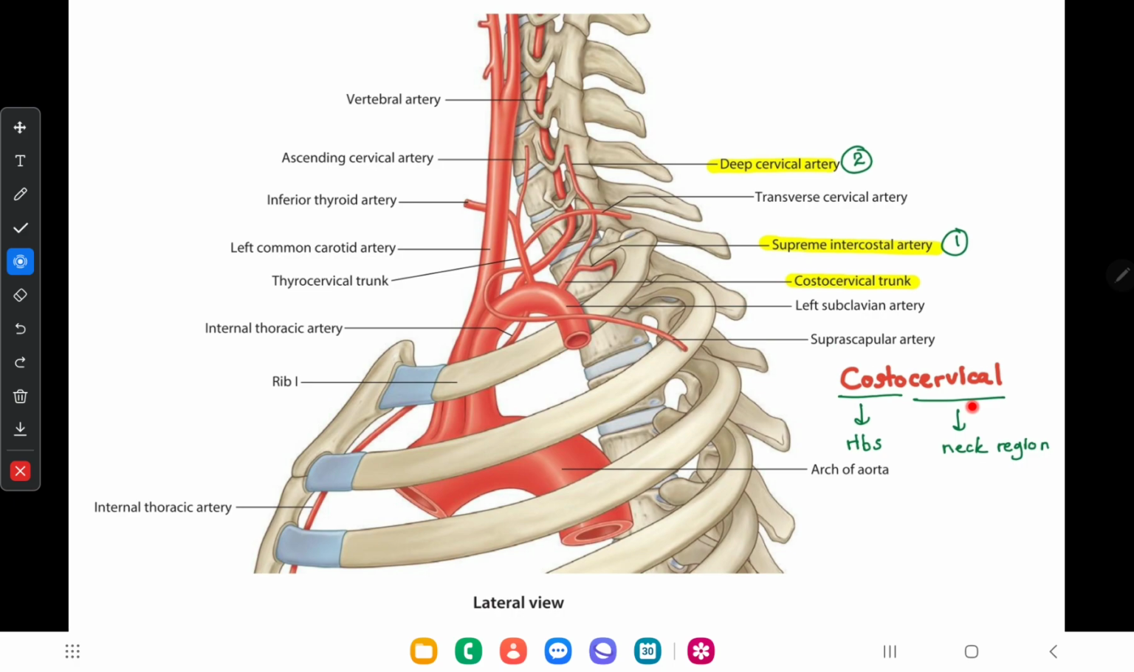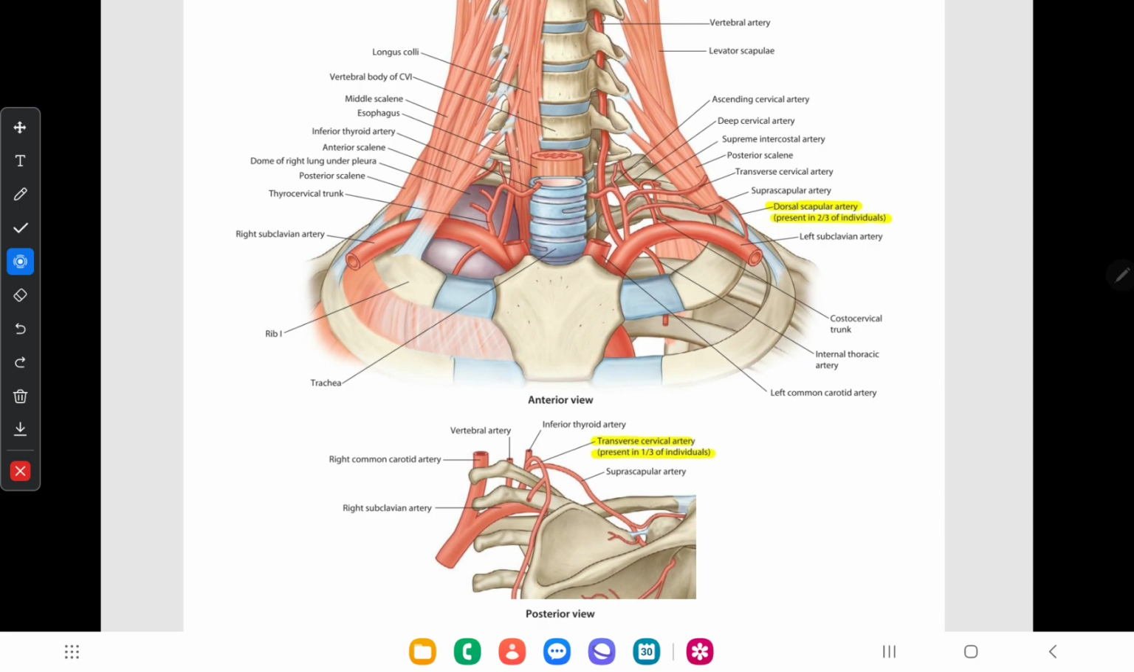So, there are two branches arising from the costocervical trunk. You can see one branch is the deep cervical artery and the other branch is the supreme intercostal artery. Deep cervical artery gives blood supply to the deep structures of the neck region, and the supreme intercostal artery gives blood supply to the ribs as well as the intercostal spaces. Actually, the supreme intercostal artery gives blood supply to the first and second intercostal spaces. Here, that's all about the subclavian artery.